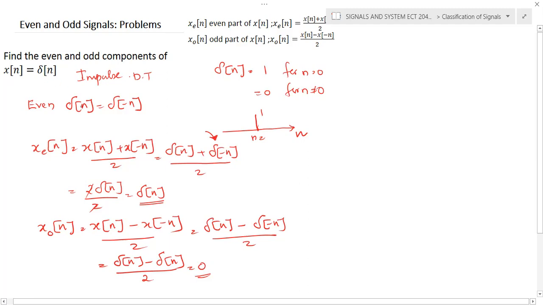We can also conclude the result from the first part itself, because the given signal is an even signal, so it only contains the even component. There is no odd component because del of n is an even signal, so there is no need to find the odd component of the signal because it's 0.